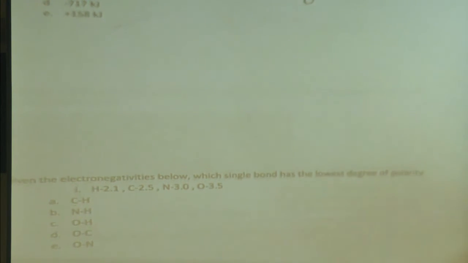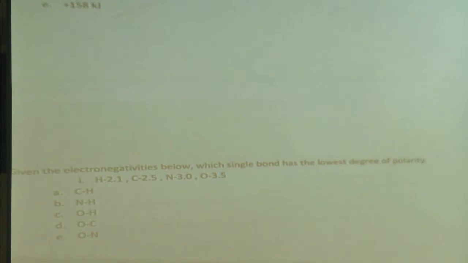So given the electronegativities, which single bond has the lowest degree of polarity? So how do we find bond polarity when we're given the values? Subtract. Yeah, you take your delta electronegativity, and we see that the least amount of polarity is between carbon and hydrogen. And this is polar, this is polar, this is polar, and I'm pretty sure this is polar, but this is nonpolar.